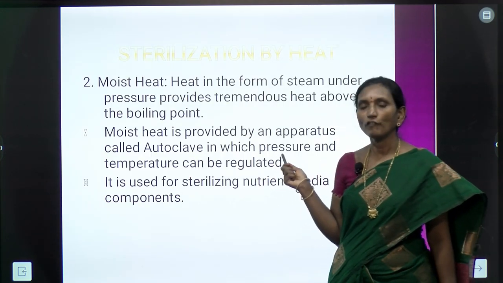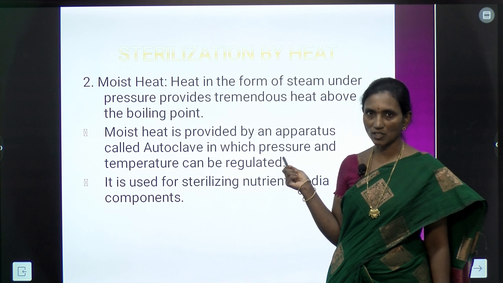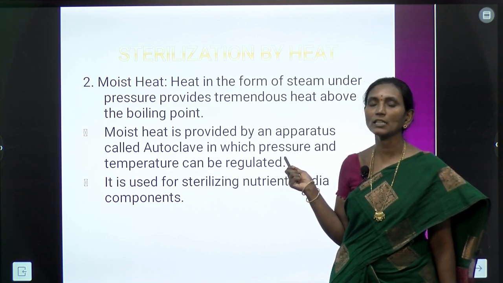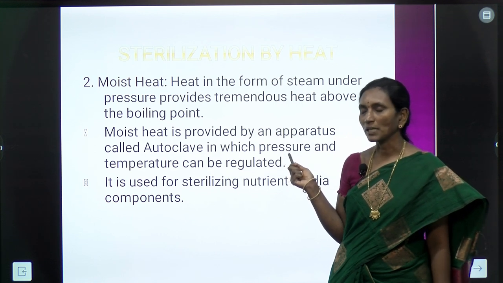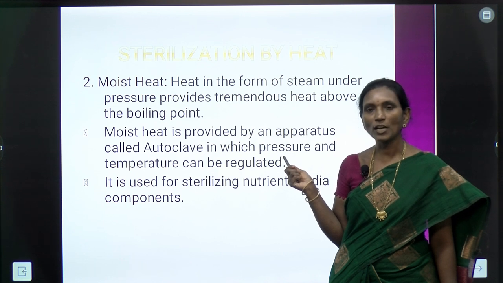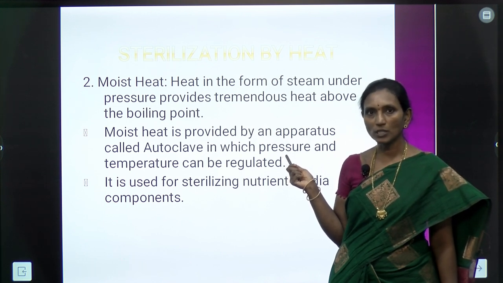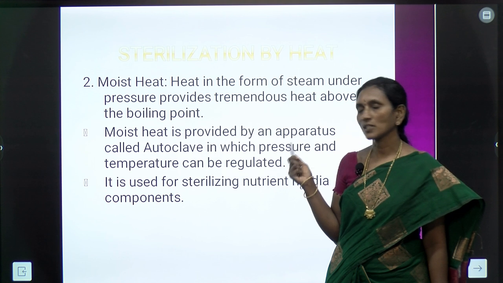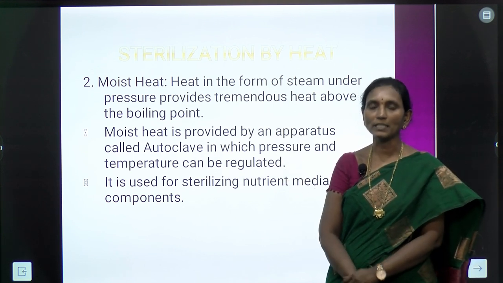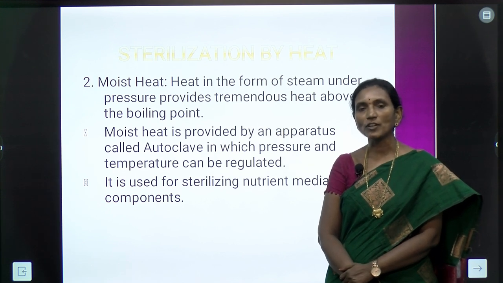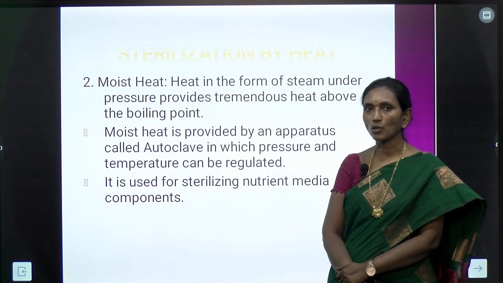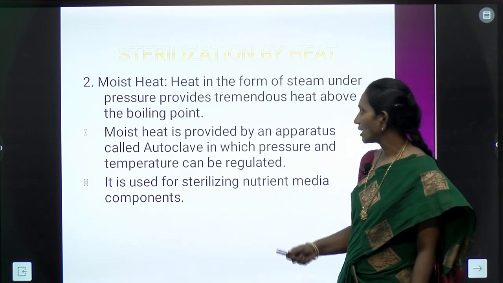Next one is wet heat or moist heat sterilization. The name itself indicates that heat is applied in moist state. That means heat is applied in the form of steam under pressure. We observe this in our pressure cookers also. In moist heat sterilization, moist heat in the form of steam is applied under pressure. It provides tremendous heat above the boiling point. Using this moist heat also, we can do the sterilization.